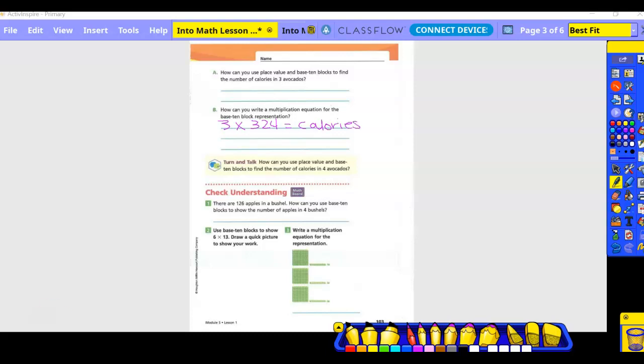Number 1, there are 126 apples in a bushel. How can you use base 10 blocks to show the number of apples in 4 bushels? Okay, so what can we draw? For this, we need a flat, 2 longs and 6 small cubes, right? Okay, so we need to do that how many times? 4 times.